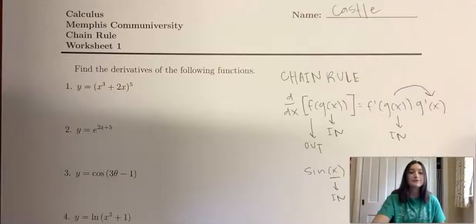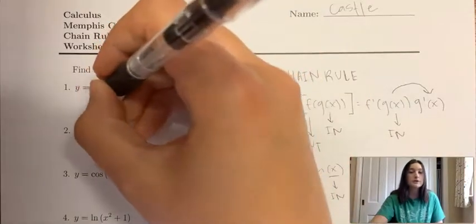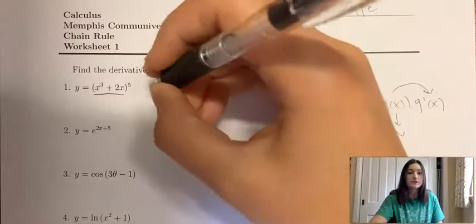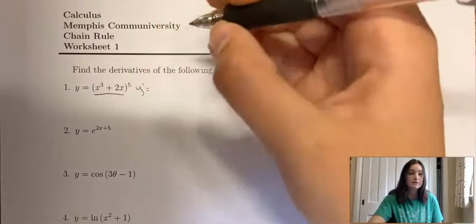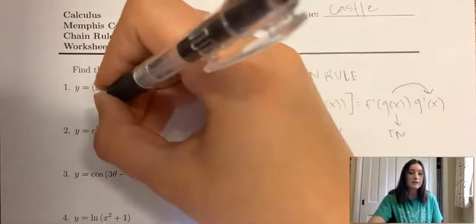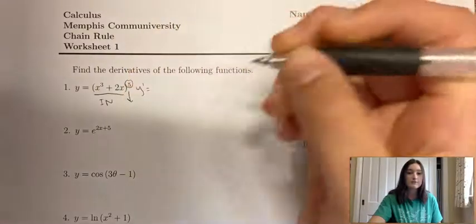Okay, so on this first example, the first thing we want to do is identify the inside and the outside function. So in this problem, the inside function is pretty clear because it's in parentheses. And so I am underlining that inside function, and then the outside function here would be that exponent 5.